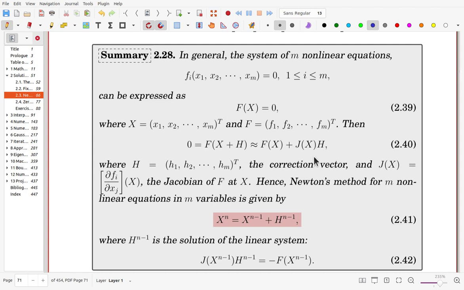So after finding the correction vector, just simply update. So here we have x_n plus 1 is x_n plus h_n, where h_n, the correction vector, is the solution of this linear system.